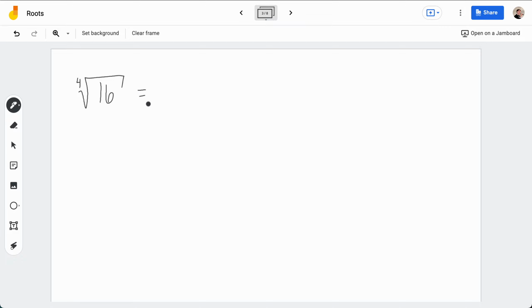So here I would say, okay, well, a number multiplying by itself 4 times to get me 16 is going to be 2, right? So I do 2 times 2 times 2 times 2. This gives me 4, and then 4 times 2 is 8, and then times 2 is 16. So the fourth root of 16 would be 2. Okay. Why don't you try one or two other kinds of roots?